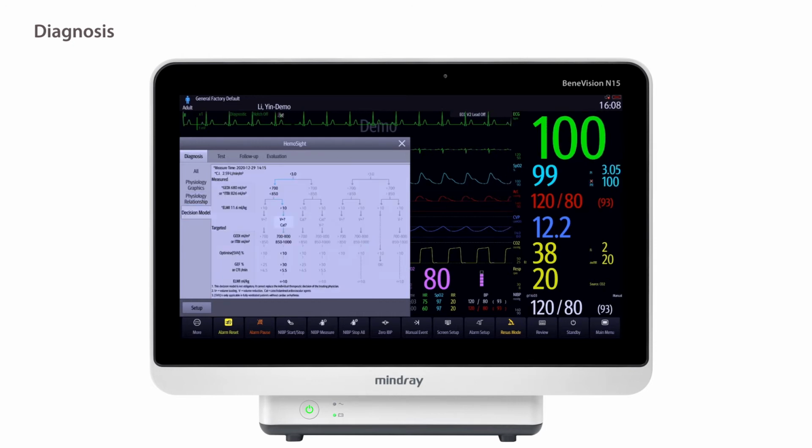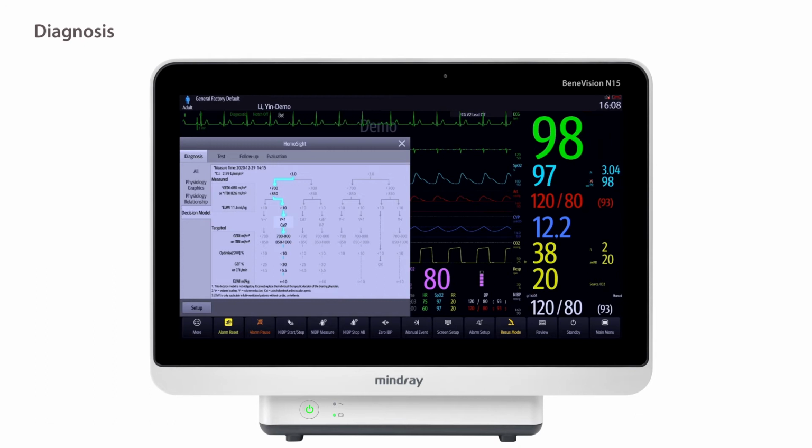The decision model is a reference for clinicians' therapeutic decisions. After analyzing the current physiological status, the highlighted route provides target values of related parameters. The decision model is integrated from Pulsion Medical Systems, so it is only available when using the PICO module.